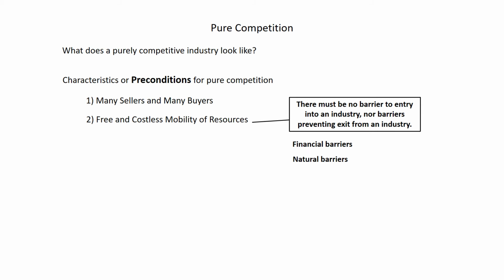A second type of barrier, preventing or otherwise hindering resources from entering an industry, we could call natural barriers. Natural barriers exist when an industry is a natural monopoly. A natural monopoly is an industry where it is more efficient to have one producer rather than a lot of competing producers. That is, competition results in less efficiency when an industry is a natural monopoly.